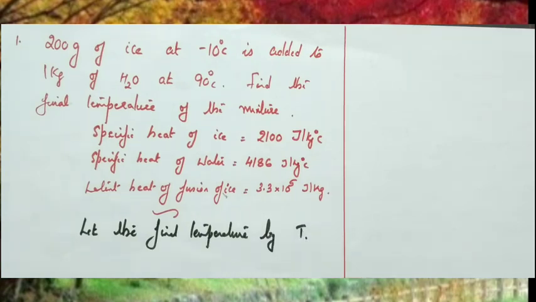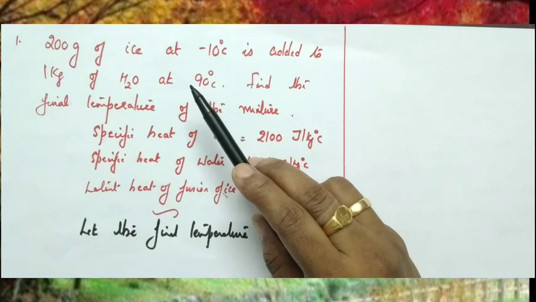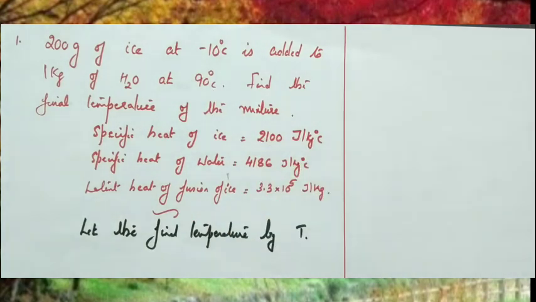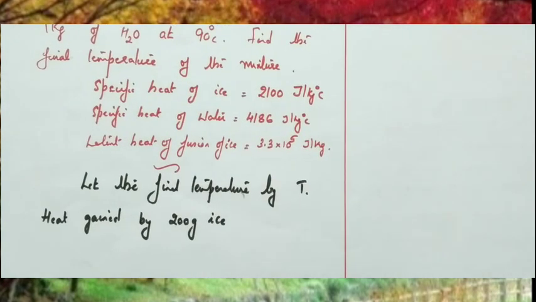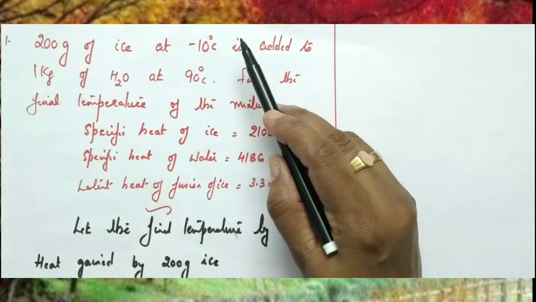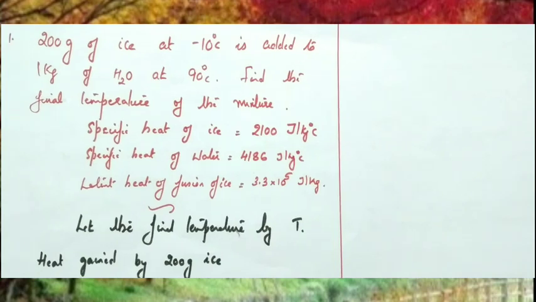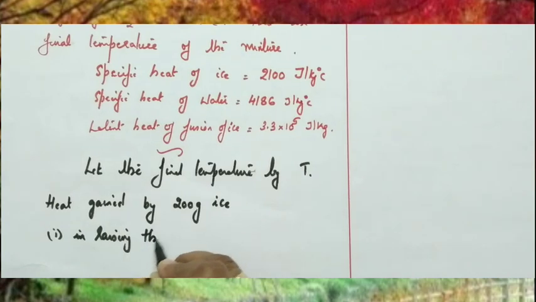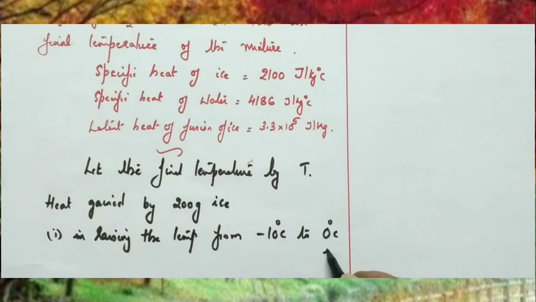Now when this 90 degrees Celsius water is added to ice at minus 10 degrees Celsius, this water at 90 degrees Celsius loses some amount of heat, and that is gained by ice at minus 10 degrees Celsius. So what is the amount of heat gained by 200 gram ice? Heat gained by ice is used first in raising the temperature from minus 10 degrees Celsius to 0 degrees Celsius, isn't it?